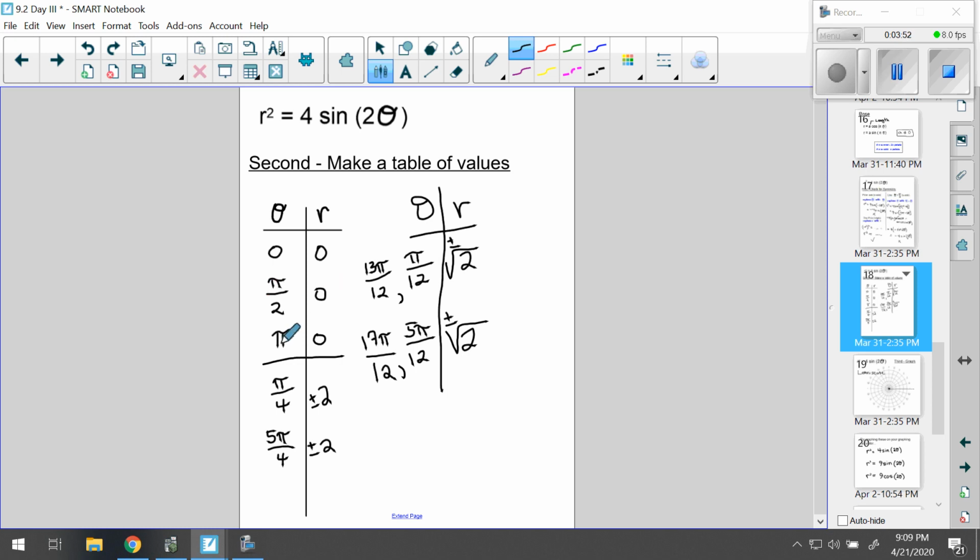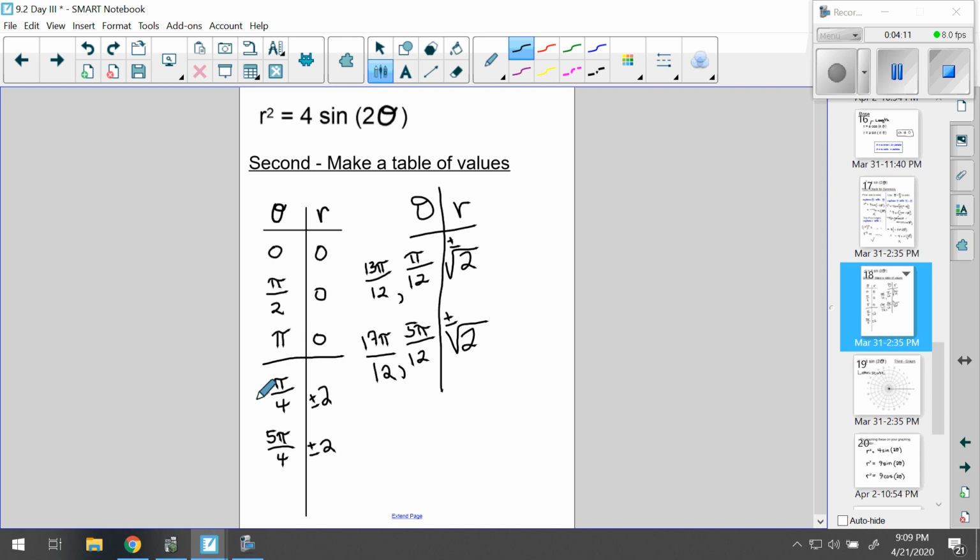If you try something like pi, same thing happens, you get 2 pi. Sine of 2 pi is also 0. In fact, any multiple of pi over 2 is going to give you an r value of 0. So 0, pi over 2, pi, 3 pi over 2, 2 pi, and so on. Those values are going to continue to give you 0.